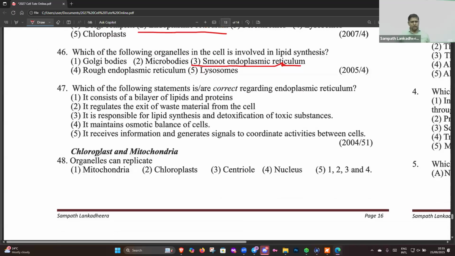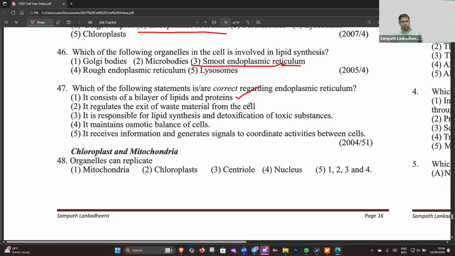Question number 47. Which of the following statements is correct regarding endoplasmic reticulum? It consists of a bilayer of lipids and proteins. The lipid bilayer is present because there is a membrane which covers it. I'll take it as correct.